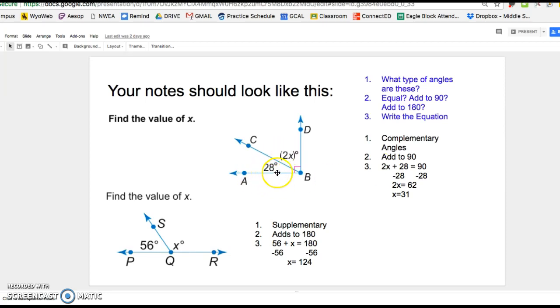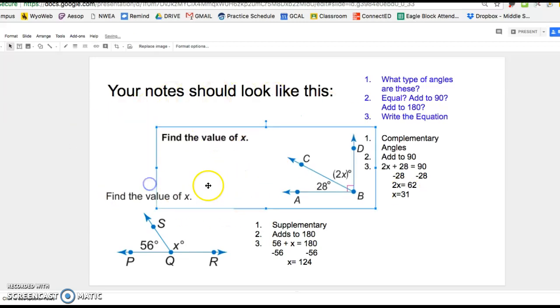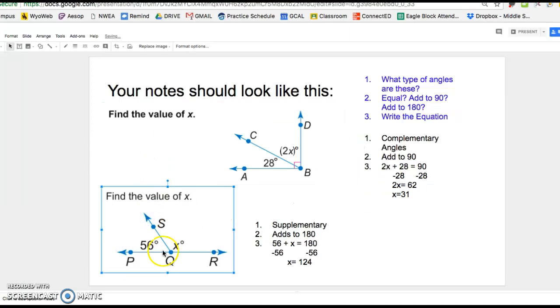Okay, so for 2x plus 28, to answer number 1, it would be complementary angles. So that means they have to add to 90. So then you'd set up your equation, 2x plus 28 equals 90. From there, you would subtract 28 and go back through your 2-step process. So you'd be left with 2x equals 62 and x equals 31. So again, don't forget that x equals 31 is not the degree measurement. That is just what x represents. That's not what the actual degrees is. Okay, so this is an important one to have in your notes because we haven't solved one like this yet. And then this is going to be another important one to have in your notes because we haven't solved one like this yet either.